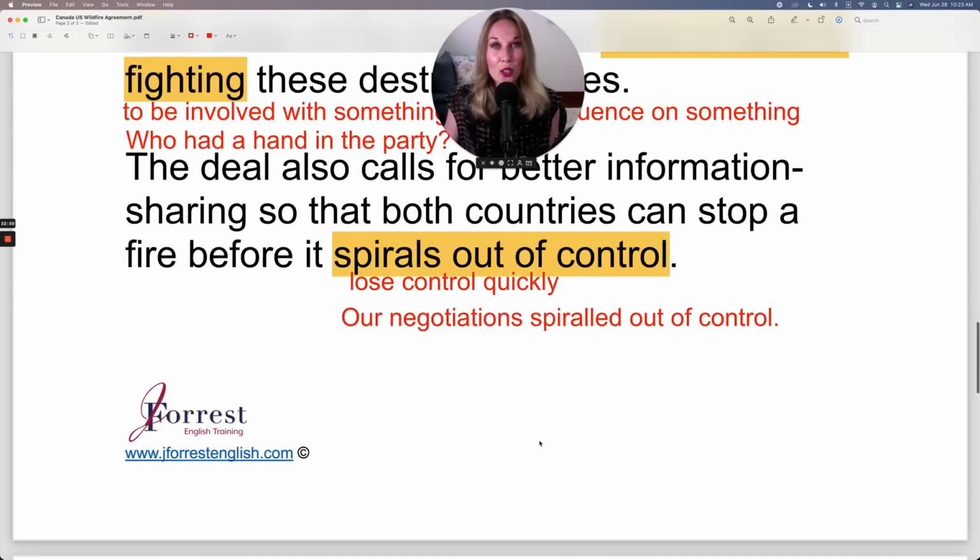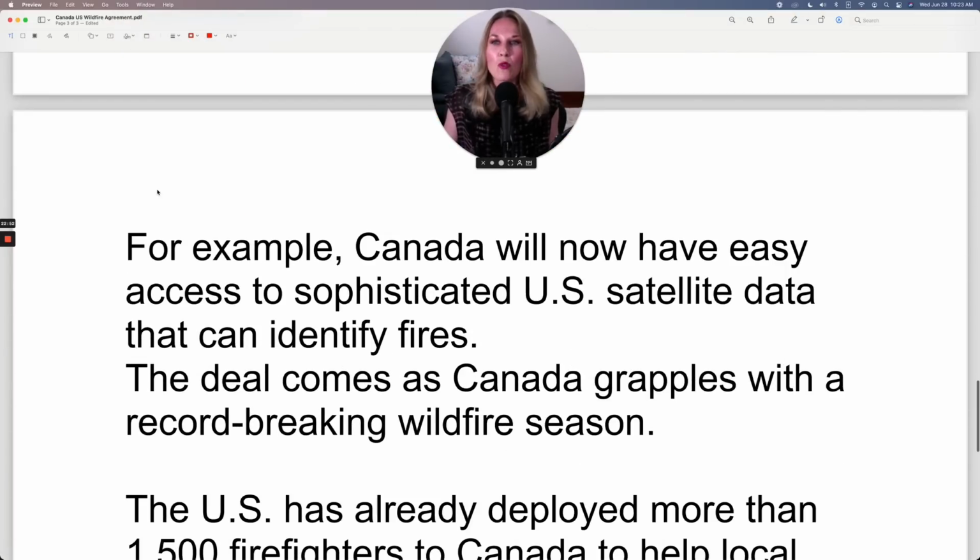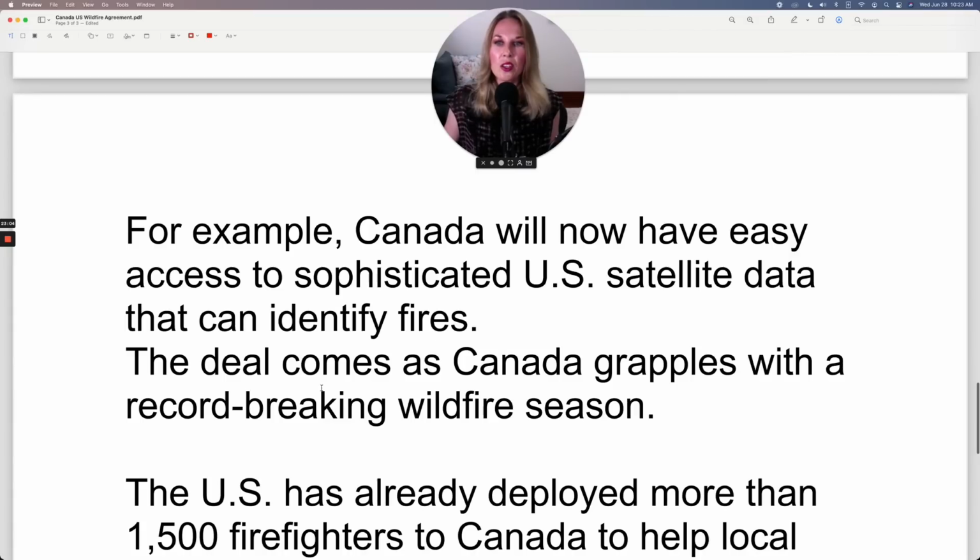Now let's continue with our lesson. For example, Canada will now have easy access to sophisticated US satellite data that can identify fires. The deal comes as Canada grapples with a record-breaking wildfire season.